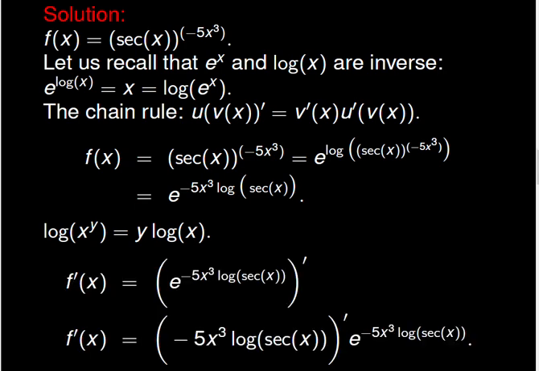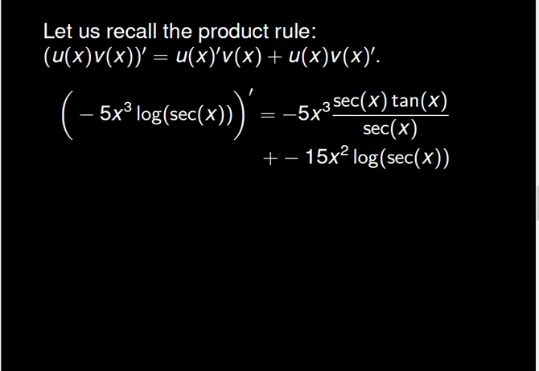Now, we can take the derivative of both sides and use the chain rule. Actually, using the chain rule, the derivative of f is equal to the derivative of the product, minus 5x cubed times logarithm of secant of x, times exponential of the product, minus 5x cubed times the logarithm of secant of x. Actually, in order to compute the derivative of the product, minus 5x cubed times logarithm of secant of x, we need to use the product rule.